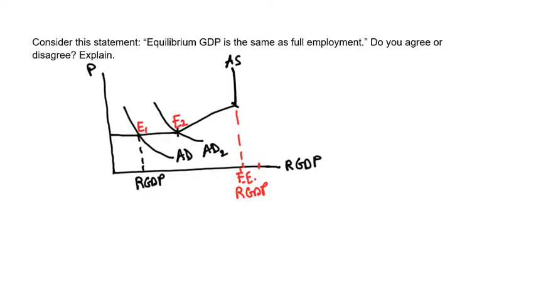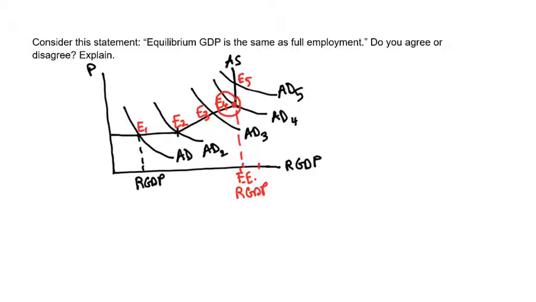This economy can be in equilibrium anywhere. And I'm going to put one more here. All of these are possible equilibriums in this economy, but there's only one equilibrium at full employment, and that is E4. So it's right here. This E4 equilibrium is the full employment equilibrium. So going back to the question, equilibrium GDP is the same as full employment. This is a false statement.